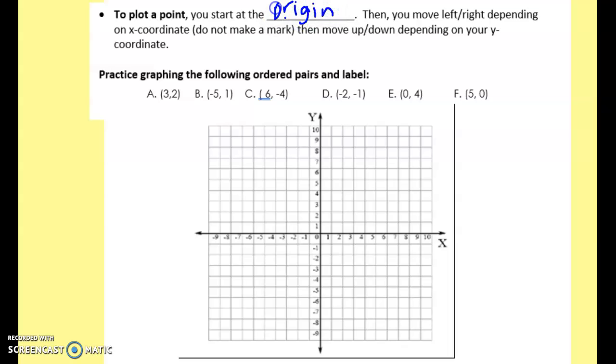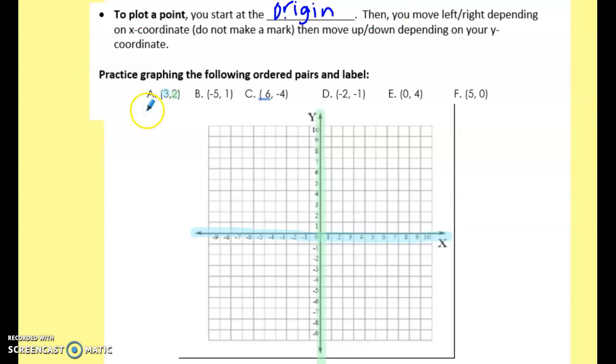Okay, not much better, but hopefully you get it. Then we're going to move left to right depending on the X coordinate. Because again, we talked about an ordered pair. The first number represents my X, and the second number represents my Y value, my vertical location.